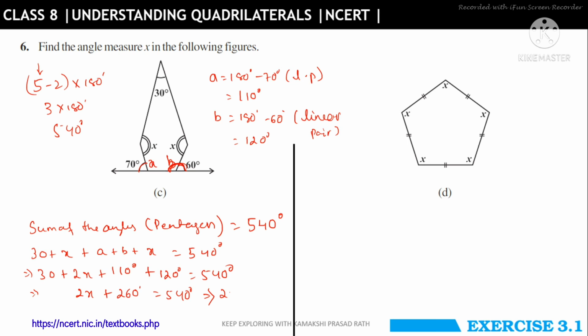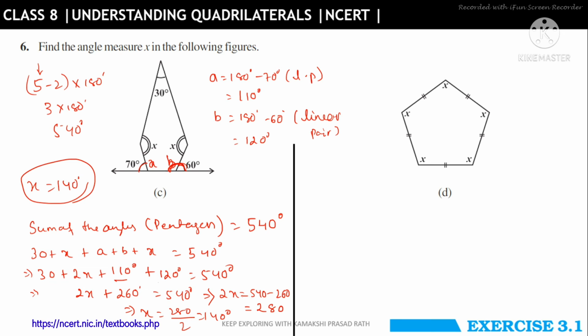Implies, so 2x can be written as 540 minus 260. So 540 minus 260, what do we get? We get 280 degrees. So 2x is 280 degrees. So when 2x is 280 degrees, x equals 280 by 2. So we get 140 degrees. So x is nothing but 140 degrees. So you can check it here.